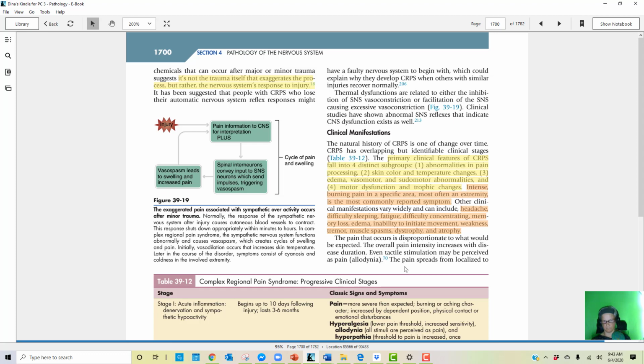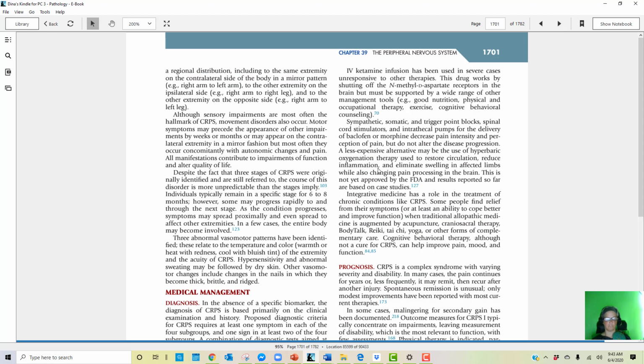Allodynia. The pain spreads from localized to a regional distribution, including to the same extremity on the contralateral side of the body in a mirror pattern. For example, right arm to left arm, to the other extremity on the ipsilateral side. For example, right arm to right leg, and to the other extremity on the opposite side. For example, right arm to left leg.